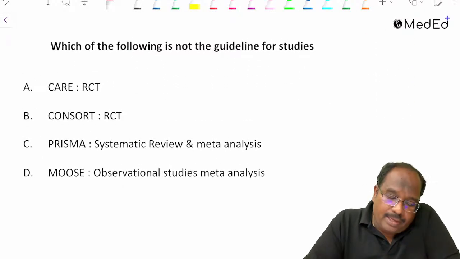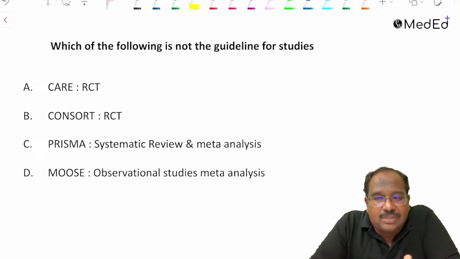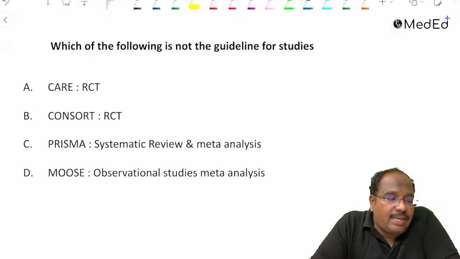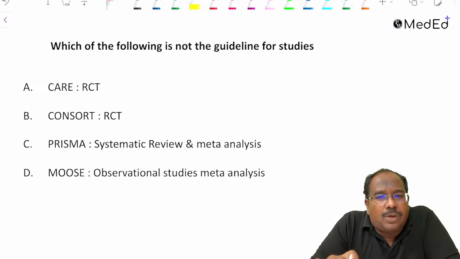Which of the following is not the guidelines for study? This is also a last INICET question. Okay, try to answer. Dr. Kirti Lakshmi, yes. So not a guideline, yes.